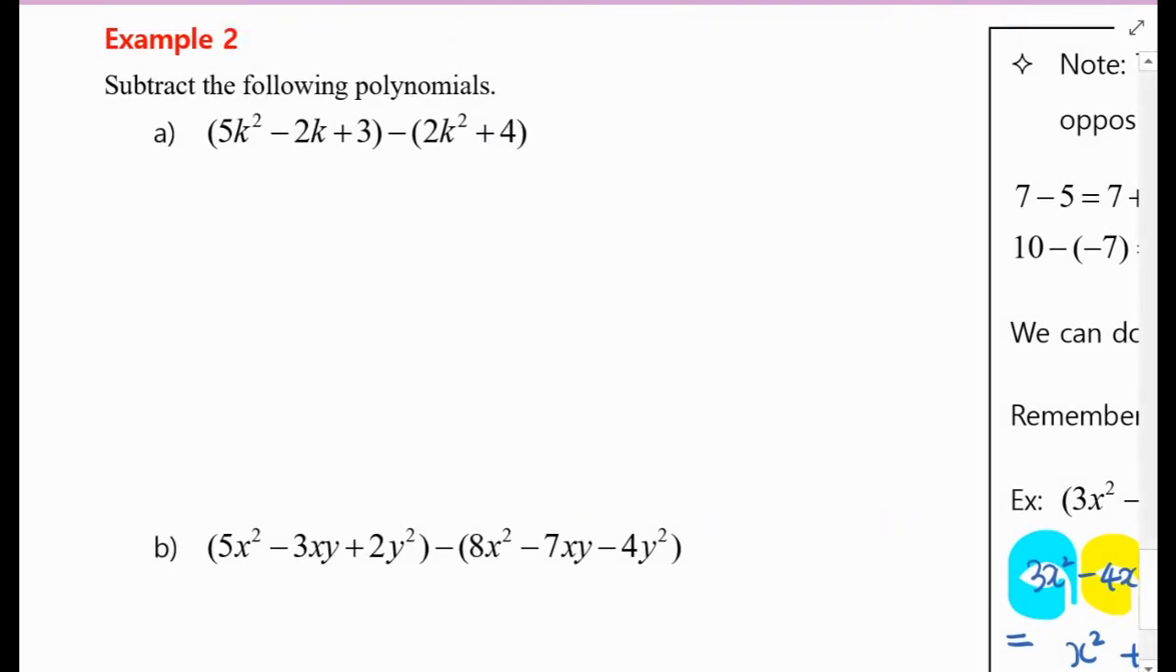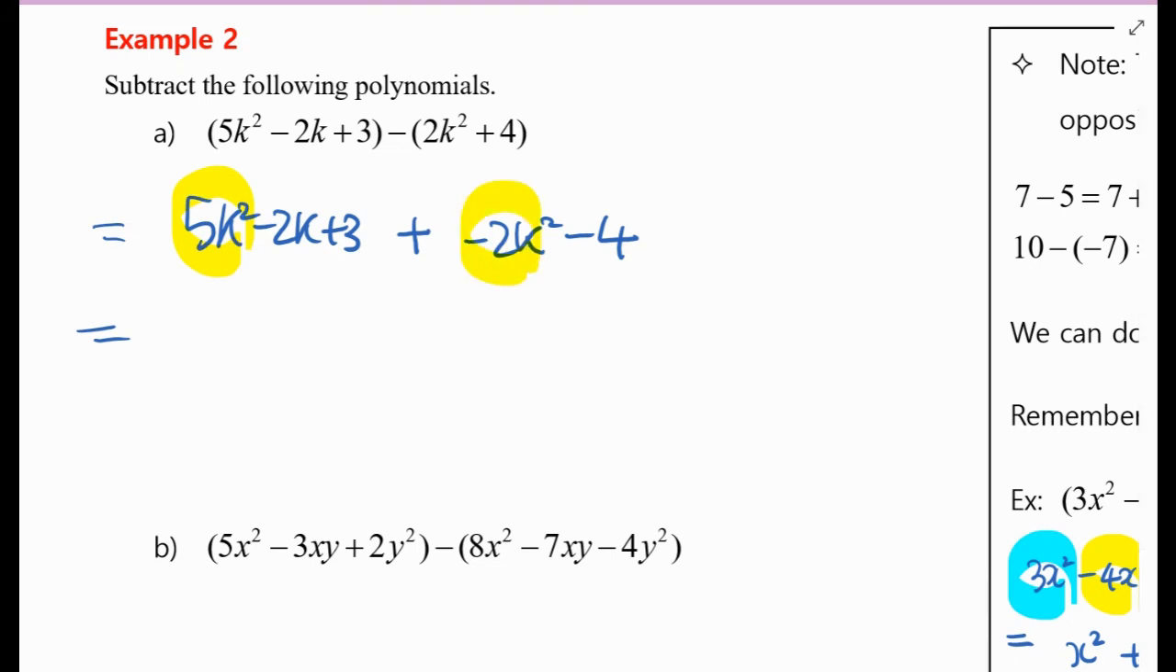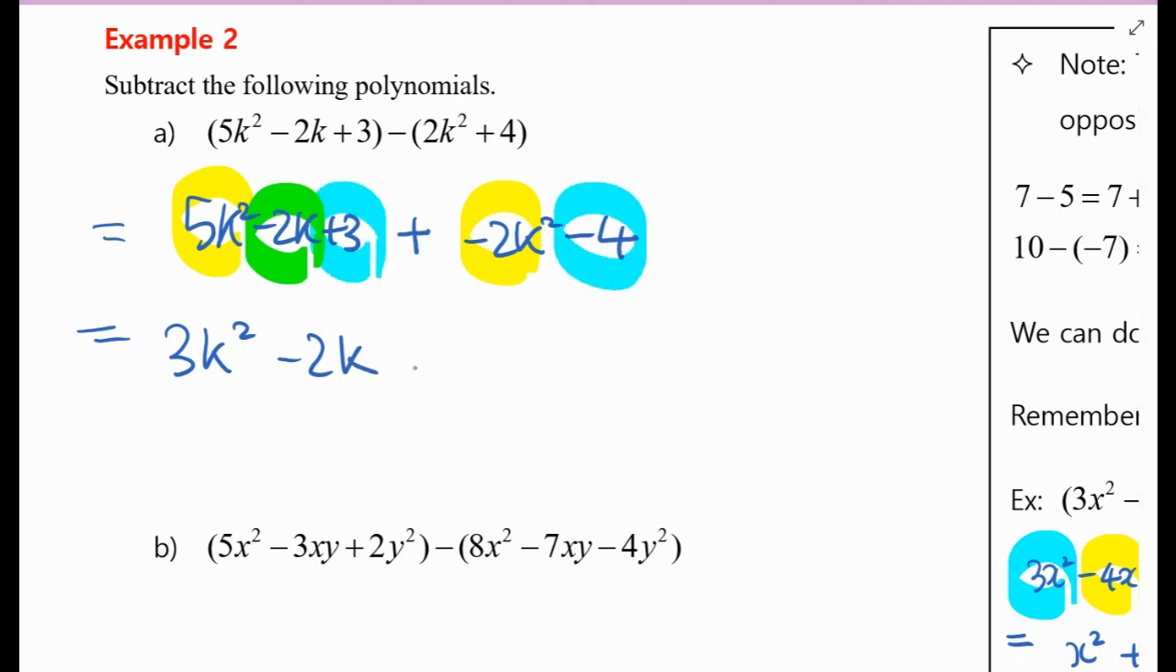Alright, have you guys tried those 2 questions? Let's do it together. Keep, change. Keep the first expression, change the middle, and change the sign of the second expression. And you collect the like terms. 5 minus 2 is 3k squared. Negative 2k doesn't have a like term. And plus 3, minus 4 becomes negative 1.